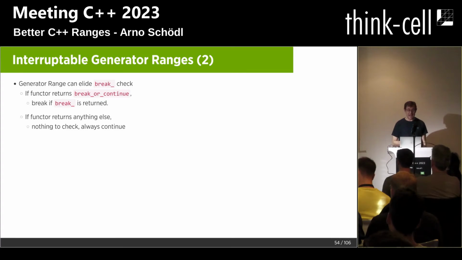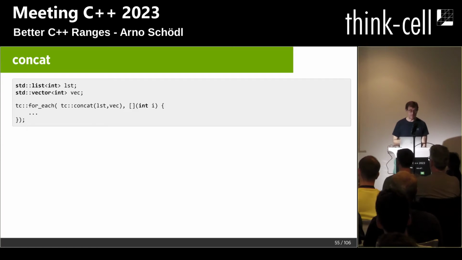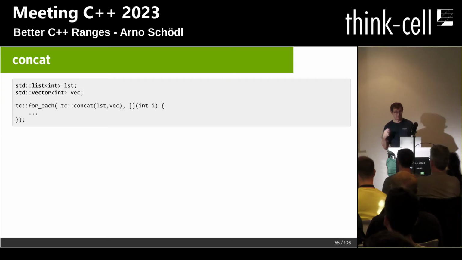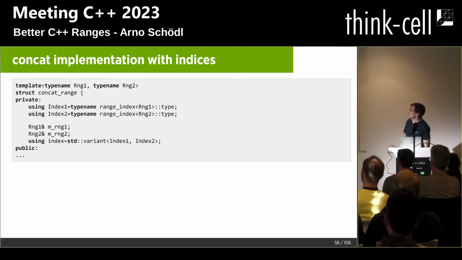Now, how is that useful now? This internal iteration, what does that buy us? Here's an example, quite frequent probably. You have concat, which is just concatenating two ranges, turning it into one. Now, if you run that together with a for each of concat, right, with indices, that would be quite complicated.